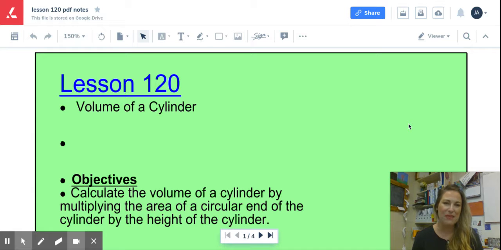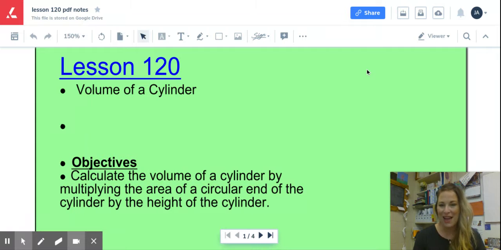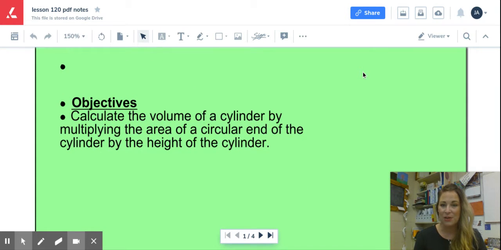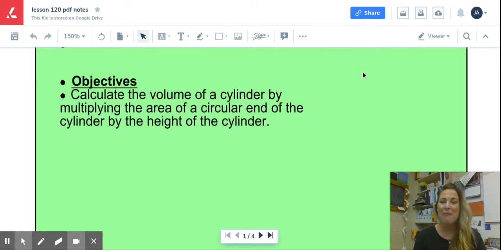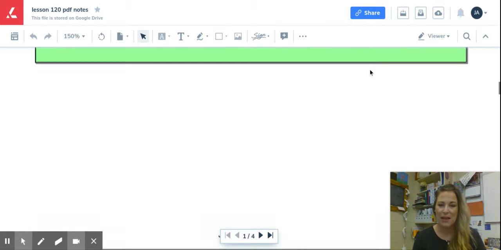To find the volume of a cylinder is a little bit tricky because we don't necessarily have three pieces of information. Cylinders have a circular base, so we're going to touch back a little bit on pi, and we'll talk about how to find the volume of things like this. Our learning target for today: calculate the volume of a cylinder by multiplying the area of a circular end of a cylinder by the height of the cylinder.